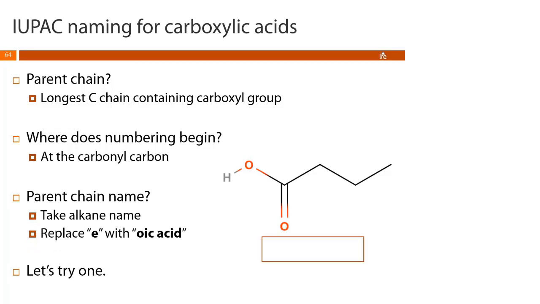So go ahead and pause this video and see if you can give me an IUPAC name for this molecule on this slide. Okay, let's see what you came up with. So we'll start by numbering our chain, and we're always going to start with the carbonyl carbon. So a 4-carbon alkane would be butane. So we're going to drop the E and replace it with oic acid. So the final IUPAC name for this molecule is butanoic acid.